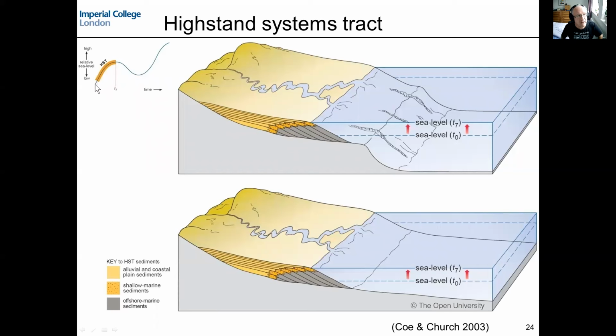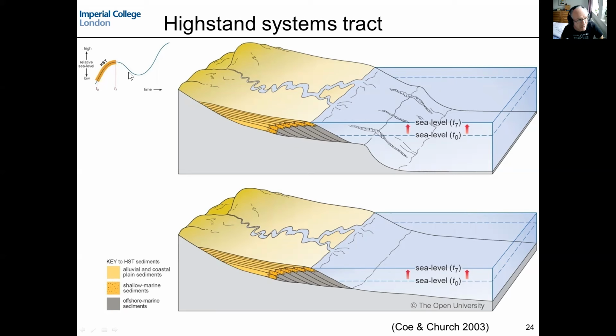At the top here, we have a relative sea level curve, shown as basically a sinusoidal curve, sea level going up and then down and up again. But we're also assuming the basin is undergoing subsidence, and that means that this up and down motion is superimposed on an overall upward increase in accommodation space. So this assumes that we have tectonic subsidence of the basin, which is relatively uniform through time. So at high relative sea level, the curve is going up.